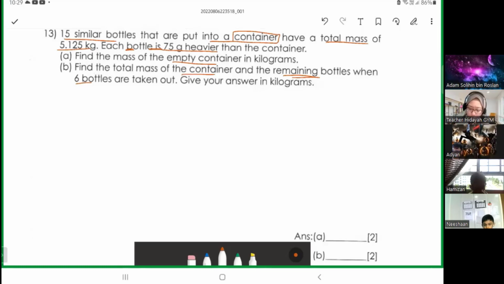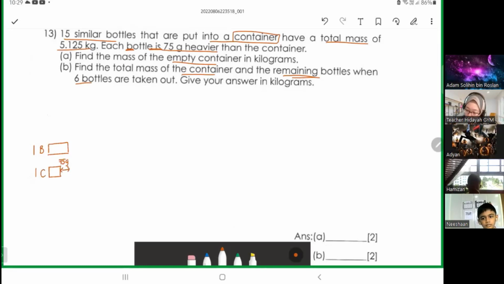If you want to compare, first we have to compare 1 container versus 1 bottle. 1 bottle versus 1 container. Okay, so 1 bottle is heavier. I don't think I have space. I need to go downwards a bit. Okay. 1 bottle and 1 container. 1 bottle is a bit longer than the container by 75 gram. Okay, like this.